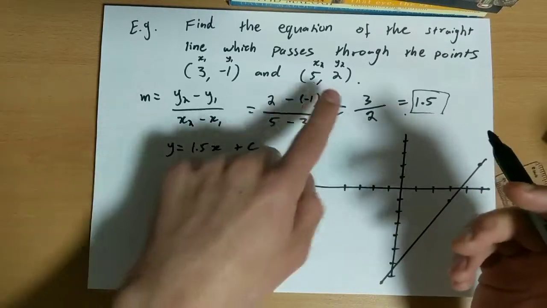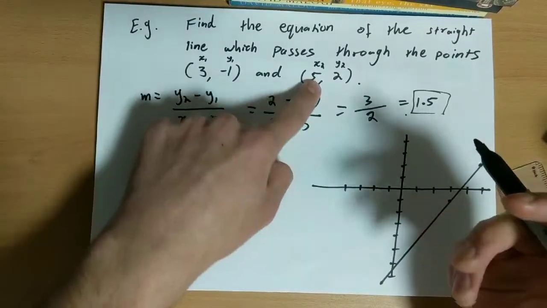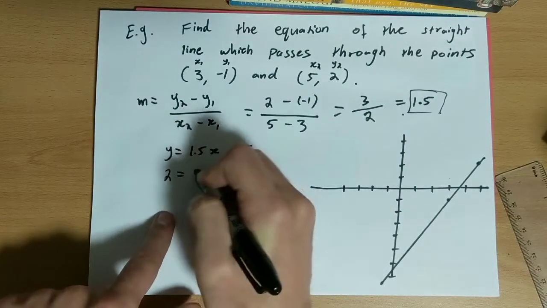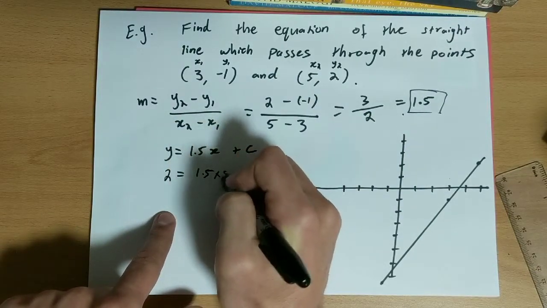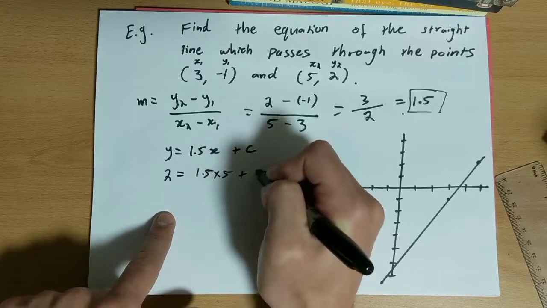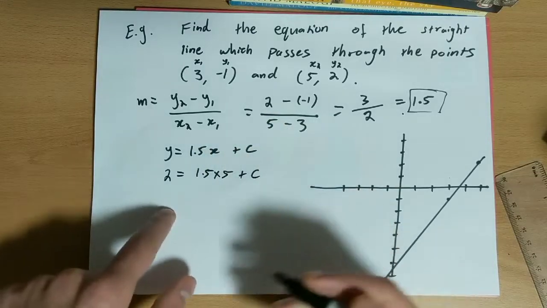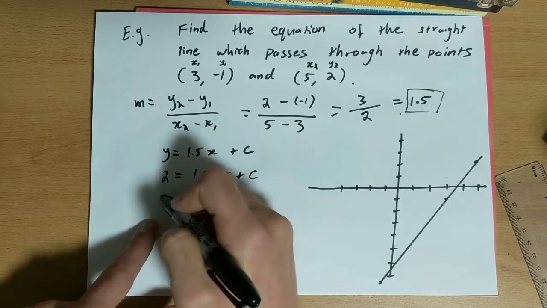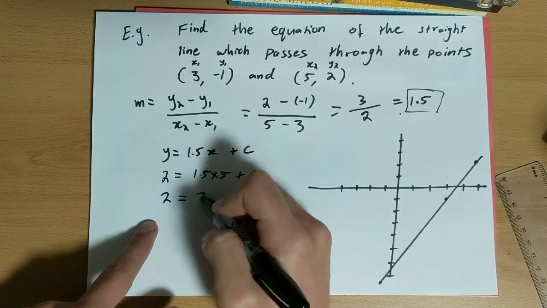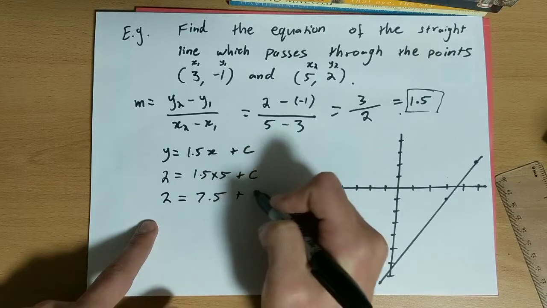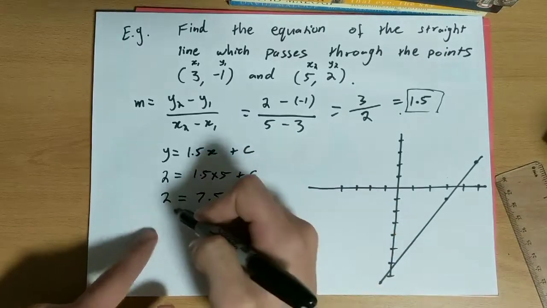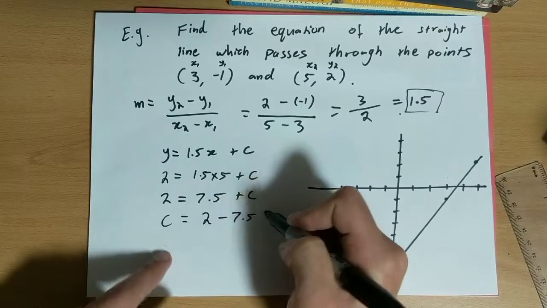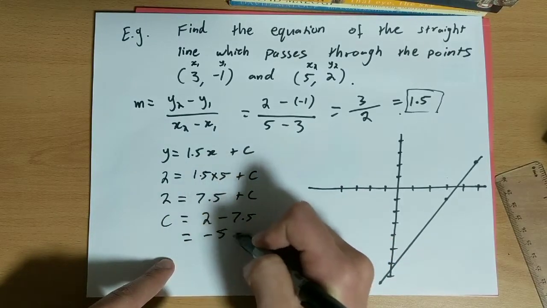Okay, which one should we use? I'm going to use this one, so I'm going to say y is 2, which equals 1.5 times 5 plus c. Let's now solve for c. So 2 equals 1.5 times 5 is 7.5 plus c. Therefore, c equals 2 minus 7.5, which equals -5.5.